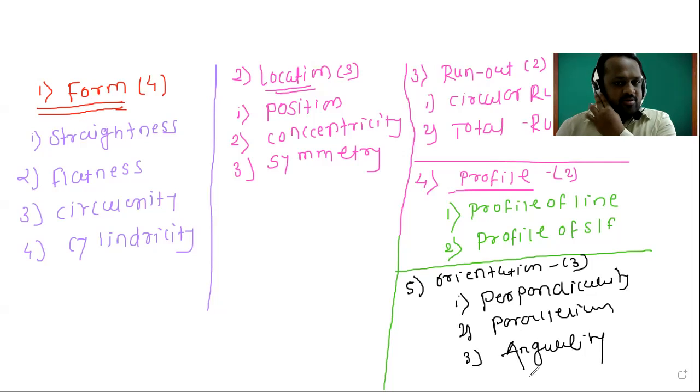Now see here. We will discuss one by one what is meant by straightness, flatness, circularity and cylindricity. Then we will discuss the symbol for each of the 14 characteristics, and with the help of those symbols, how to read the given drawing. That is our motto. Understood?